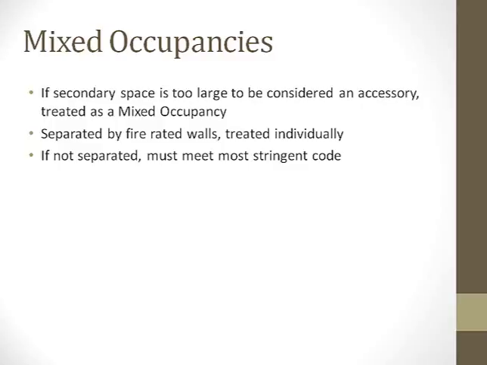Then we have mixed occupancies. If the secondary space is too large, or more than 10%, to be considered an accessory, it's treated as a mixed occupancy. If it is separated by firewalls, then they can be treated individually. If they're not separated, then whichever occupancy classification has the stricter code, it's the one that's followed.